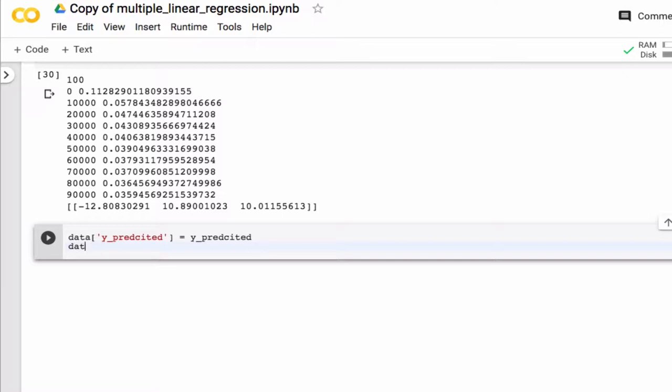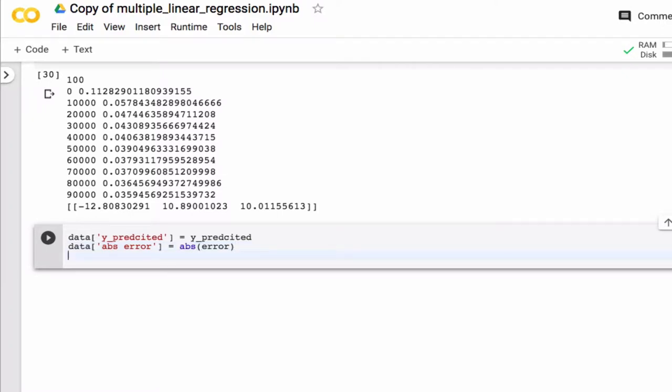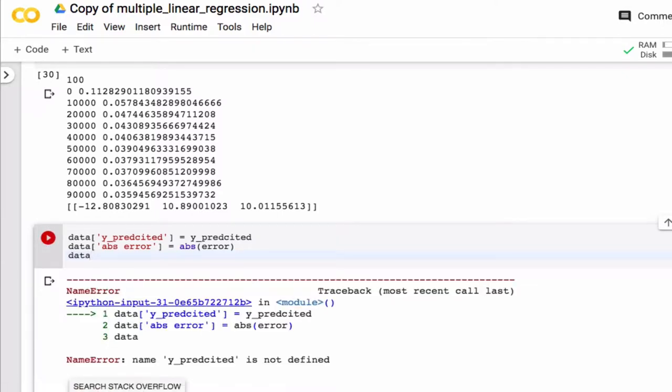Why don't we look at that? So, abs error, and that is the absolute values of the error, and let's see how that looks. I misspell predicted, and of course I copy-pasted that.